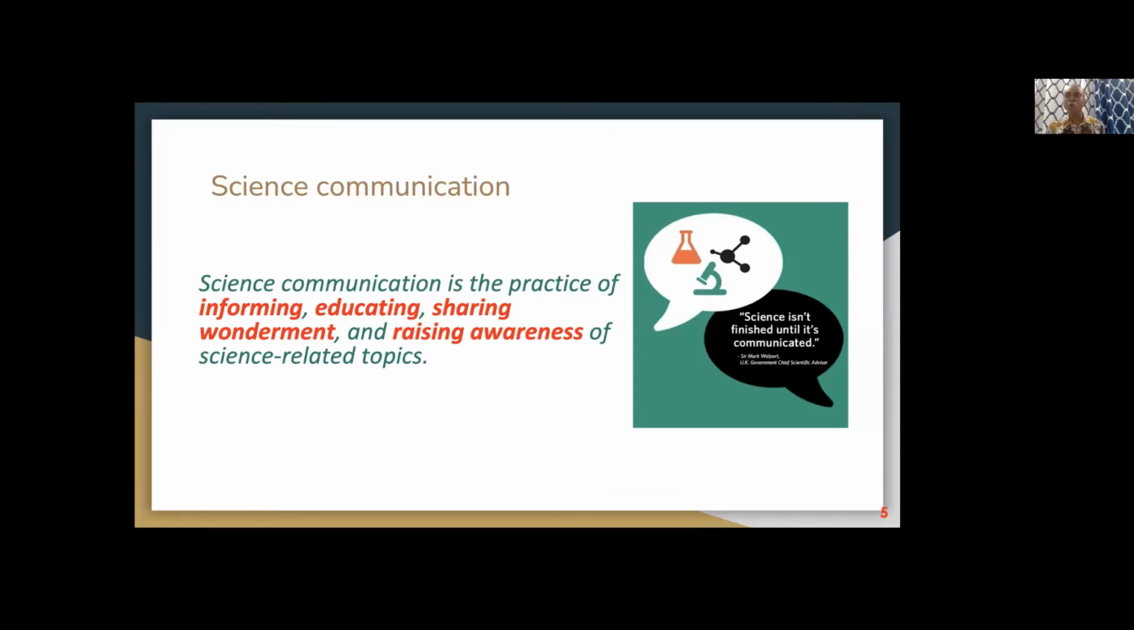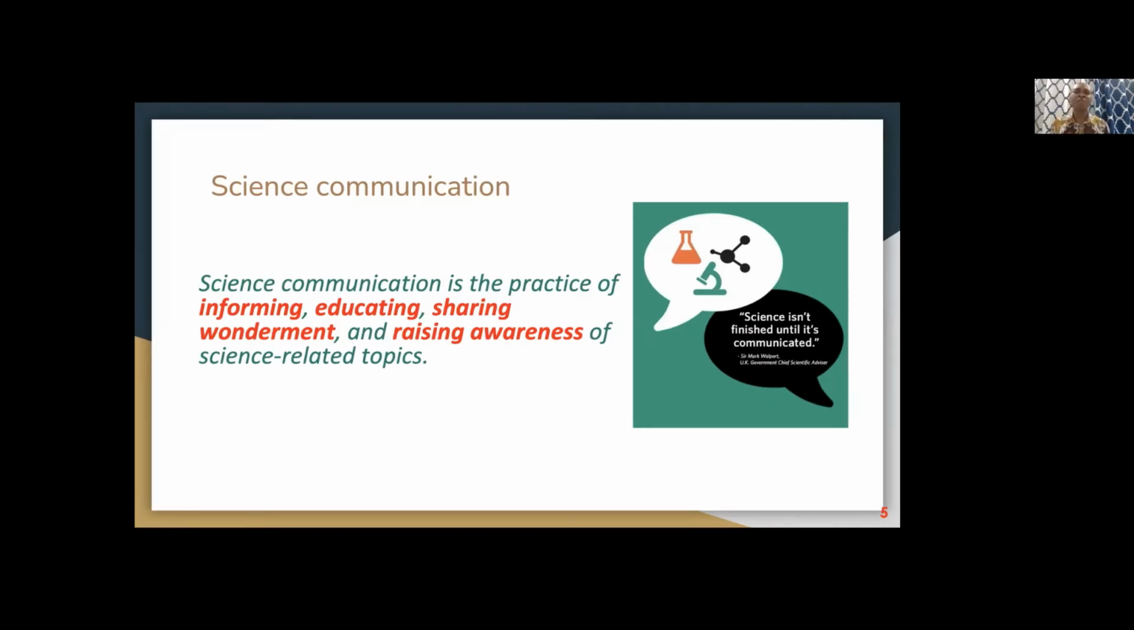And I want to quote what the UK science communicators define science communication to be, and I identify 100% with it. Science communication in whatever shape or form is to inform, educate, share wonderment, and raise awareness.